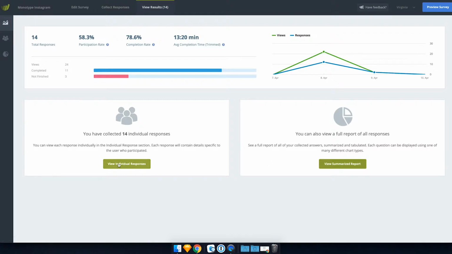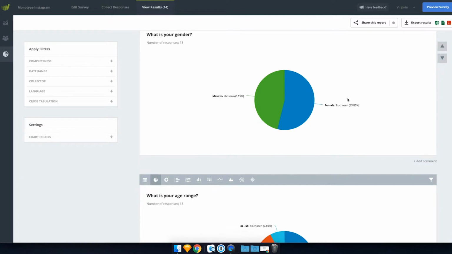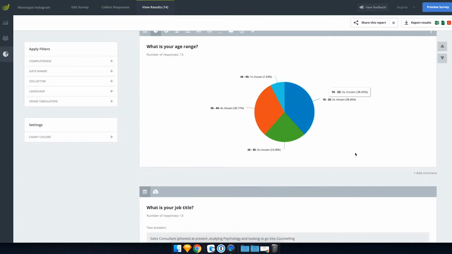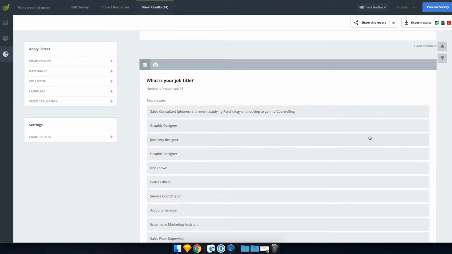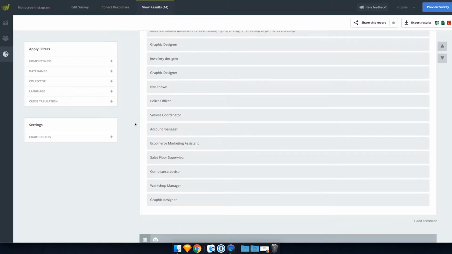So I can have a look at the individual responses or the summarized report. I'm going to click on the summarized report to see an overview. Okay, so I've gotten almost half and half male versus female, which is great. The age range is quite diverse as well. And then job titles: sales consultant, graphic designer, jewelry designer, graphic designer, not known. Okay, so there are a few graphic designers, and that's because I've shared the survey on our graphic design forum as well.